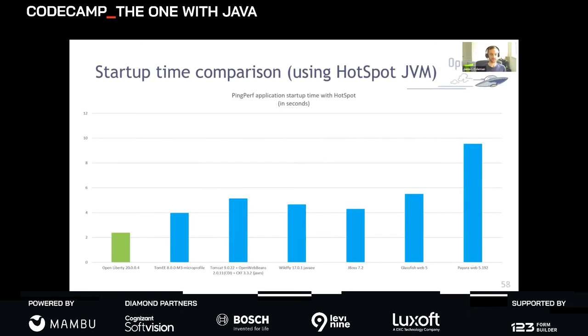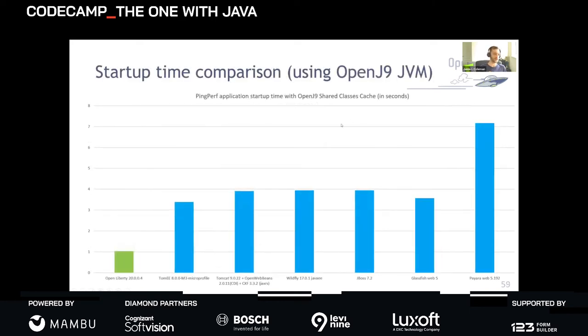And this is just to show you an example. This is loads of different application servers running on Hotspot. You can see OpenLiberty starts in just over 2 seconds, and, for example, Payara Web is just over 8 seconds. Now, if we use OpenJ9 and use shared classes, OpenLiberty goes down to about a second.